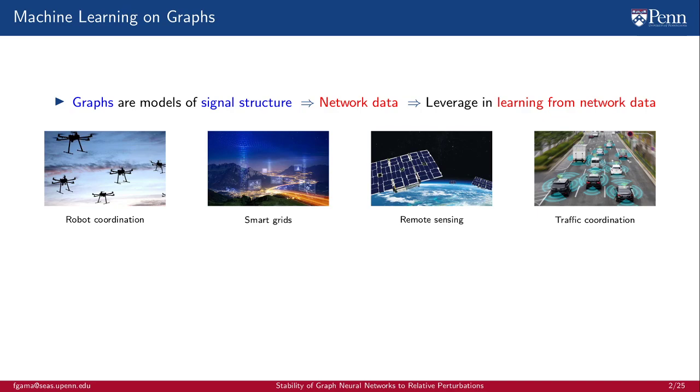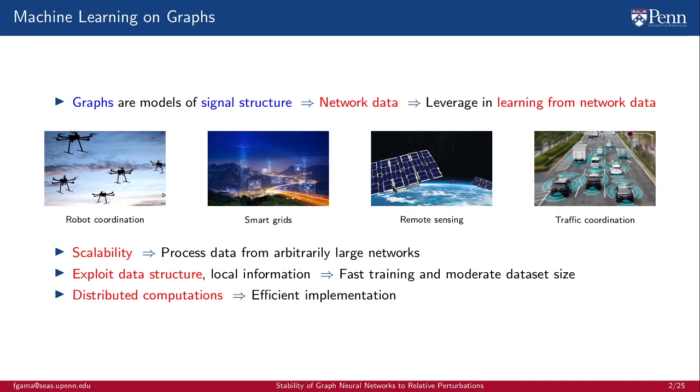It arises, for example, in problems involving teams of robots, where we have a communication network and the robots talk to each other to coordinate in solving some task. Or in smart grids, where we have the power network and we want to use the state of the grid to decide on power generation schemes. Or in remote sensing, where we have a bunch of satellites measuring different aspects of the same phenomena. Or in smart cities, where we want the different cars to coordinate among themselves to improve traffic. In all these cases, we want to leverage the signal structure in learning from network data.